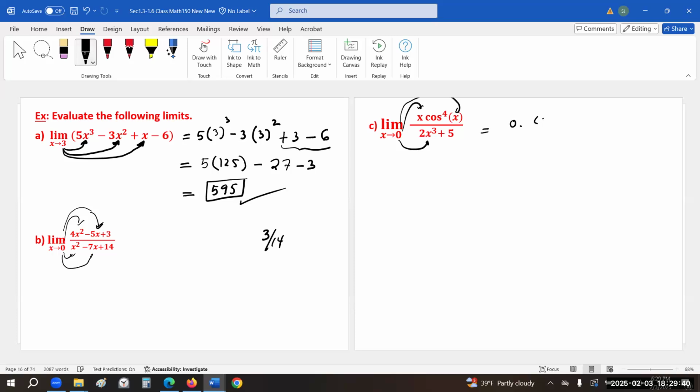So it's 0 times cosine 40 over 2 times 0 plus 5. If you observe the denominator, 2 times 0 is 0 and 0 plus 5 is 5. On the numerator, we don't even care what cosine 0 is. Cosine 0 is 1, but 0 times anything is 0. So we have 0 over 5. So the answer is actually not undefined, it's 0.